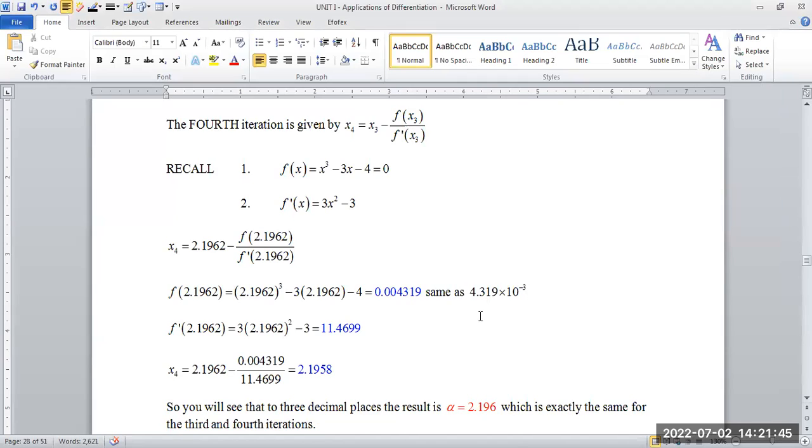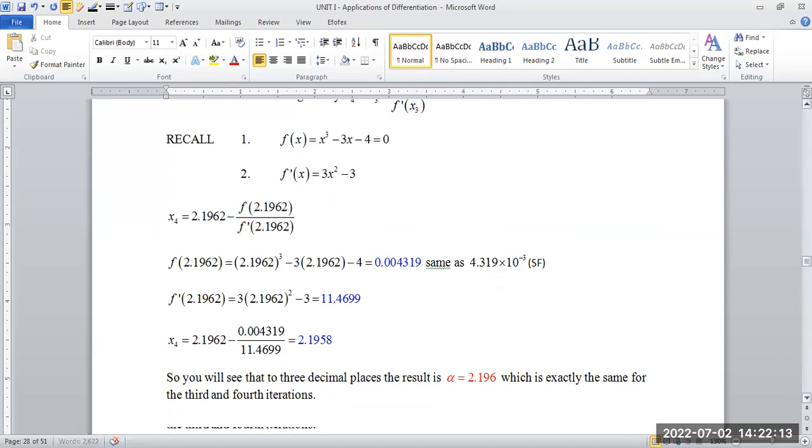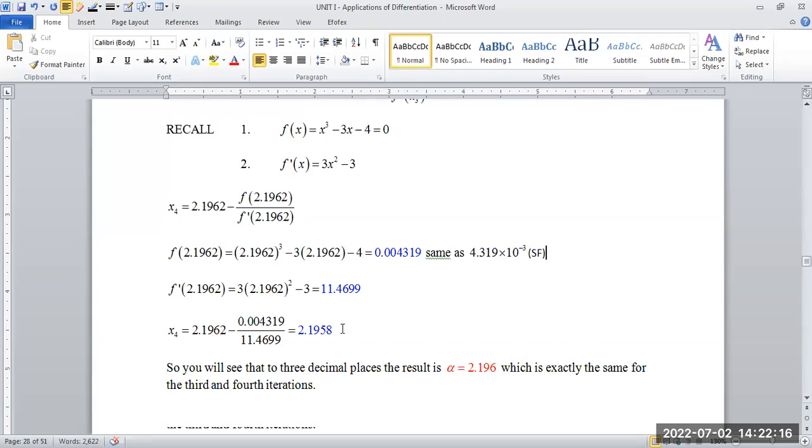It will be the same thing as 4.319 times 10 to the negative 3. This is just in standard form, and we're converting the standard form back to decimal form. Negative 3 means you have zeros in front. Had it been positive 3, the zeros would be behind. So positive, the zeros are behind; negative, the zeros are in front. So you would know then the 2.1958, right?